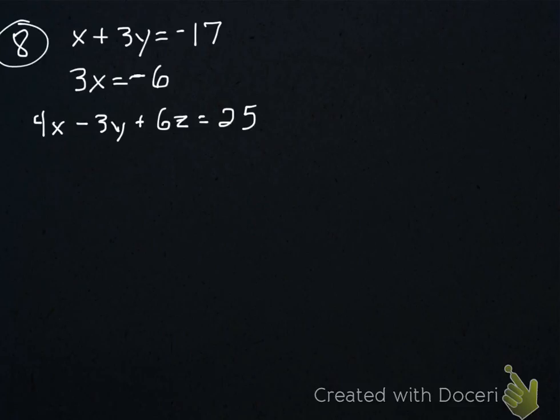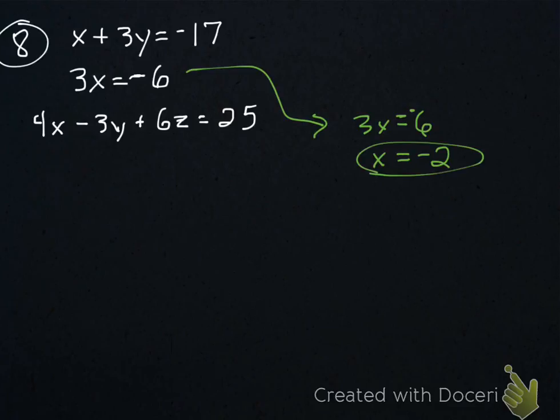Number 8. Wow, I see an easy one right off the bat. Notice the second equation only has an x. So I can take that 3x equals negative 6 and just divide by 3. That gives me x equals negative 2.